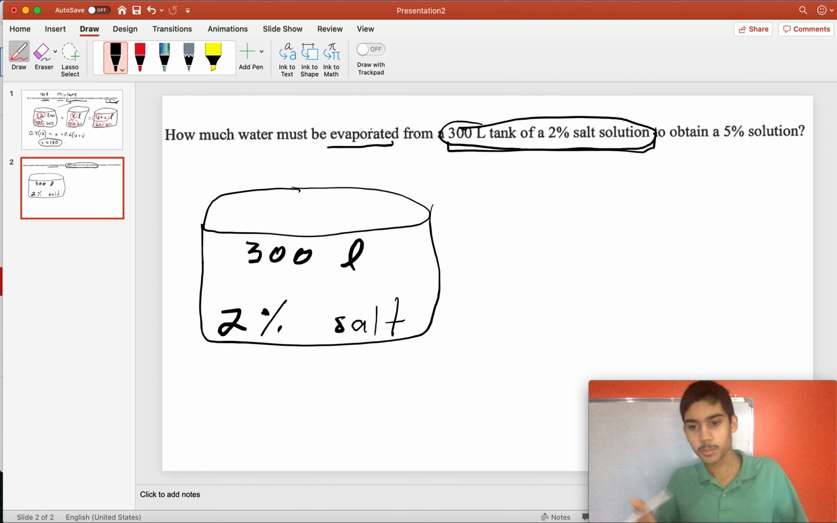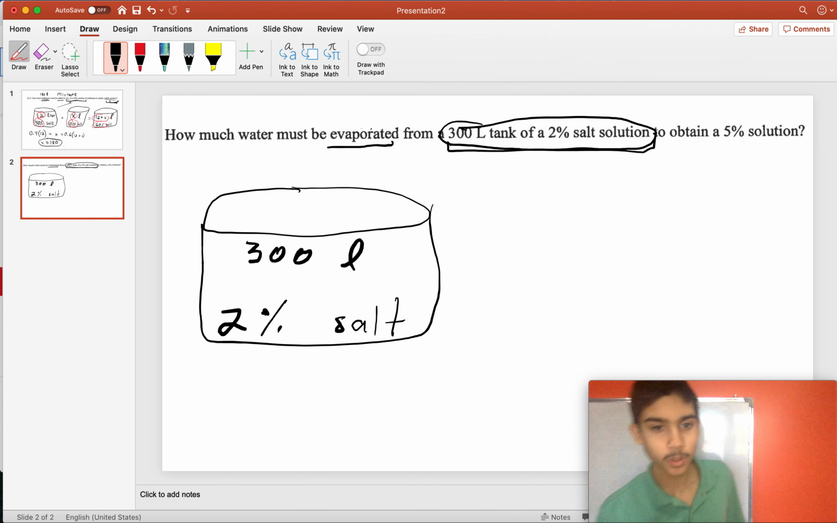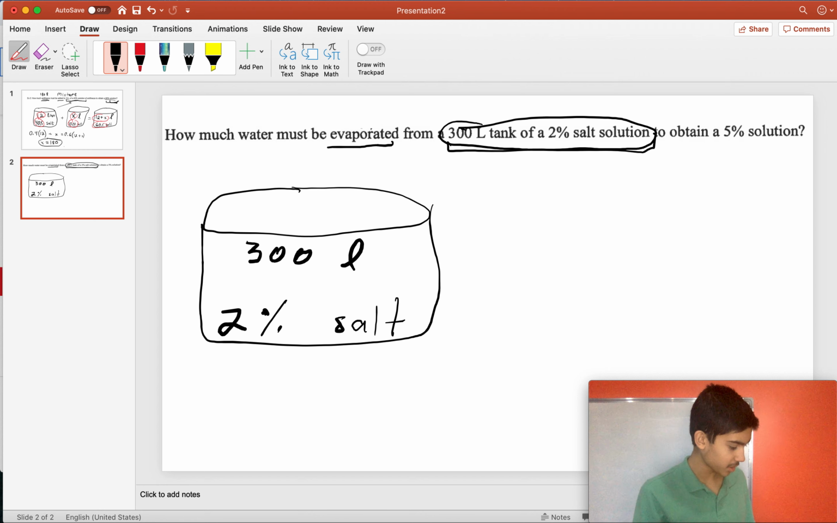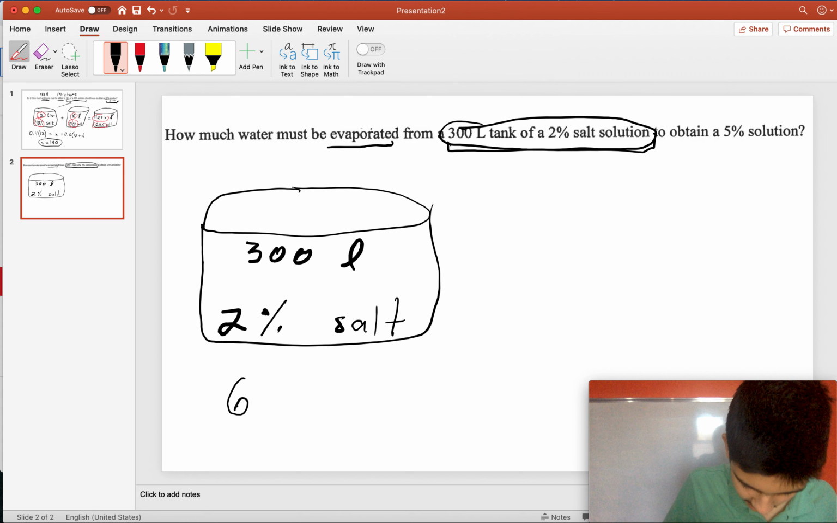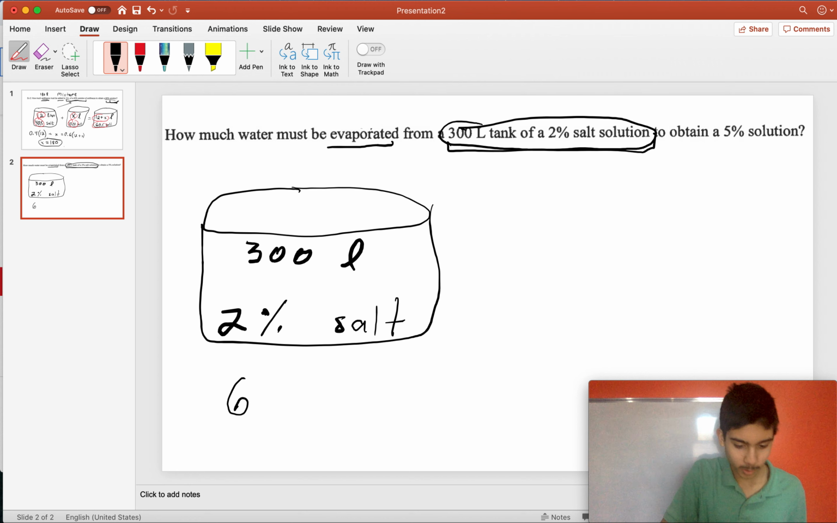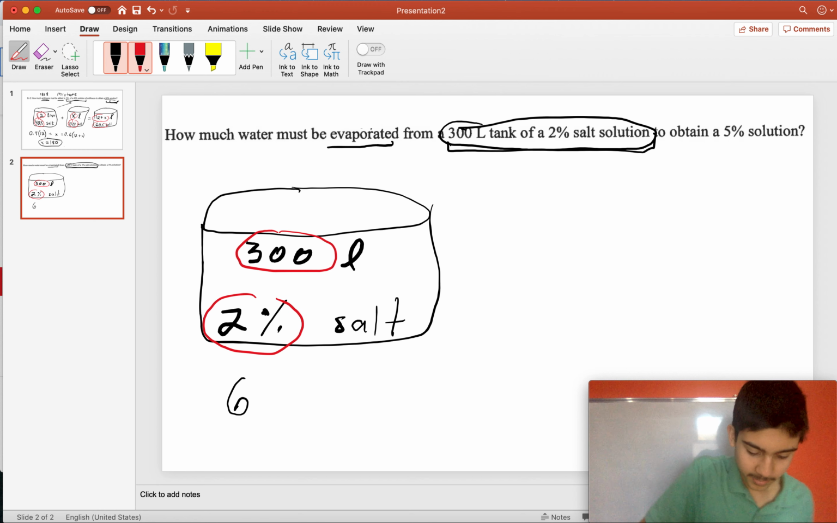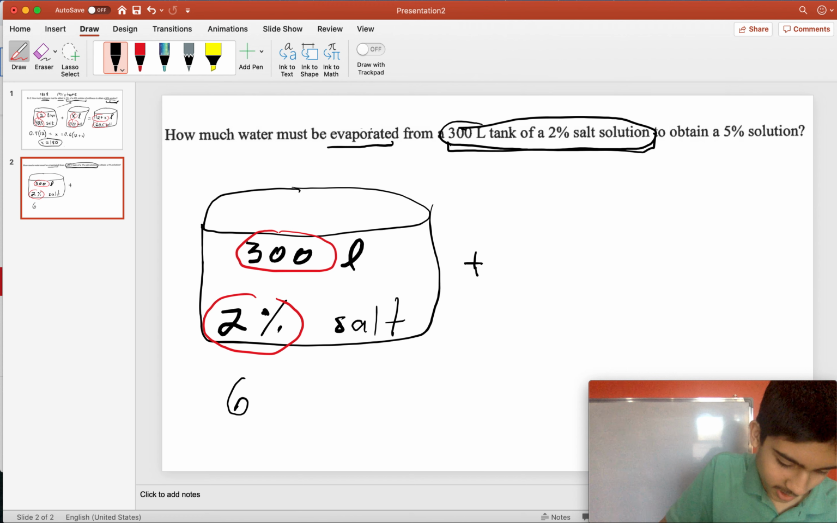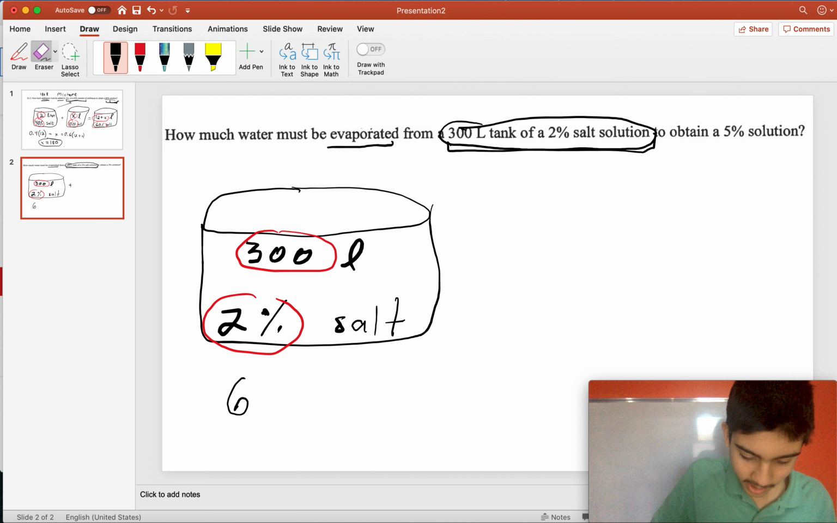So right off the bat, how much salt is in this thing? 2% of 300 is just 6 liters of salt, basically. We're just going to write 6, alright? We multiply this number by this number, okay? And we're going to add, wait, but we're not adding this time. We're going to subtract something. We're saying we're going to evaporate.